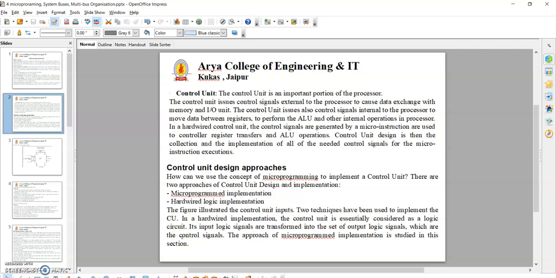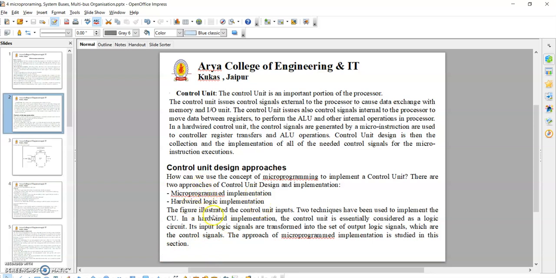So now we have the control unit design approaches, and we can see how we can use the concept of microprogramming for the implementation of a control unit. There are two different approaches: one is microprogrammed implementation and the second is hardware logic implementation.